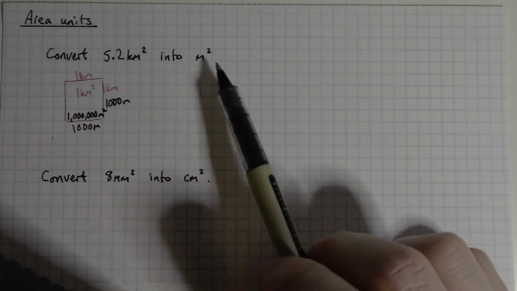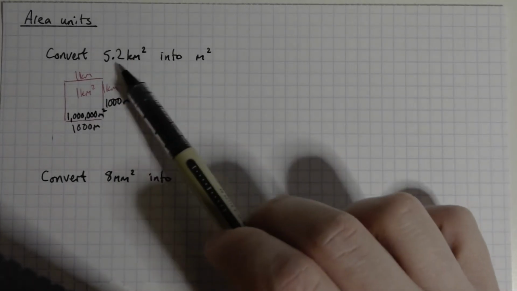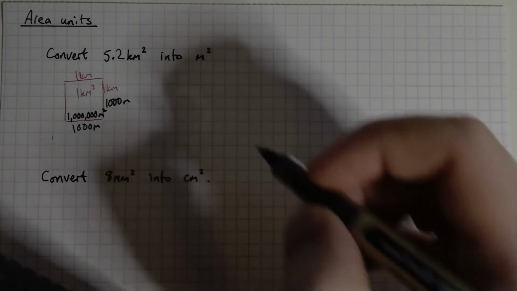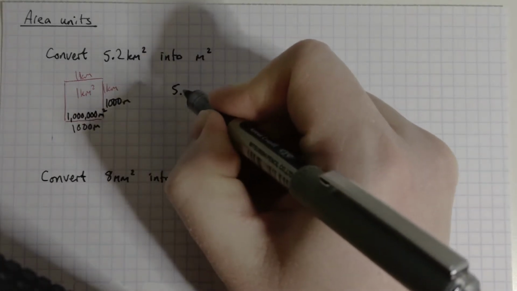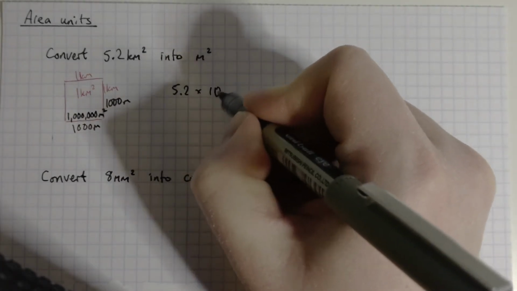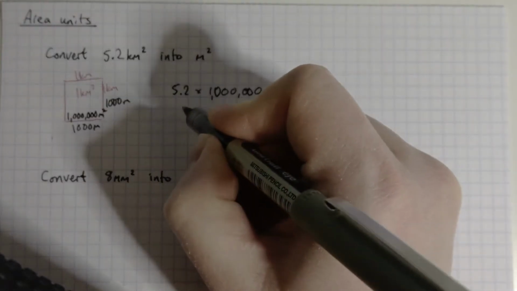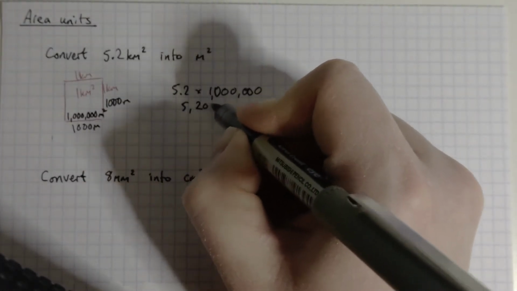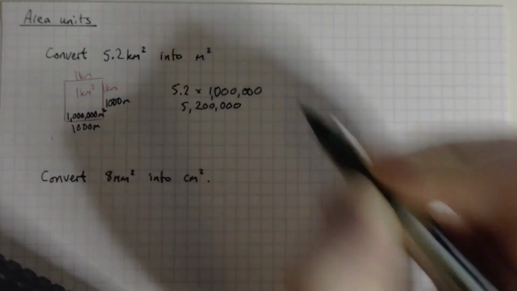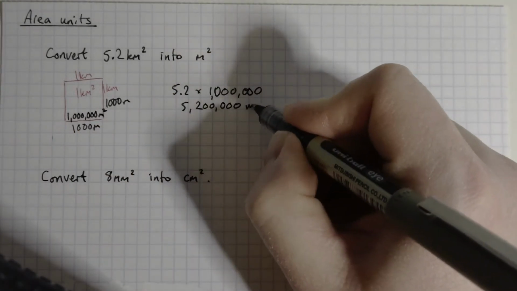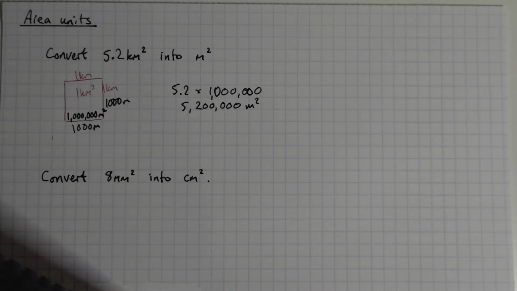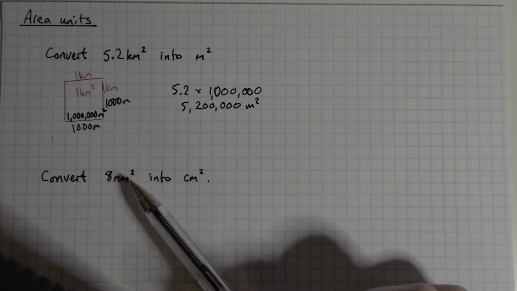Therefore, the scale factor I need here is 1,000,000. I multiply by 1,000,000 and I get the answer. So I'm going to do 5.2 times 1,000,000, which is 5.2 million, or 5,200,000. That's my answer.